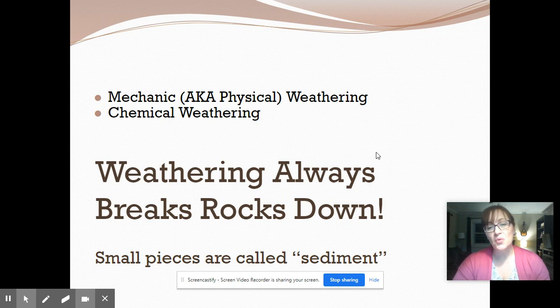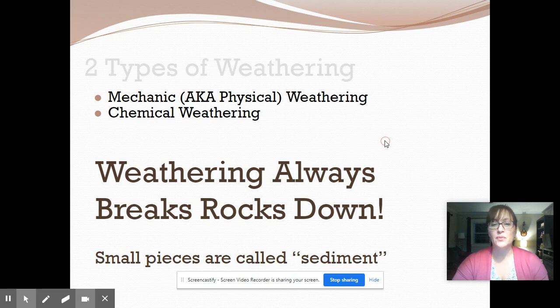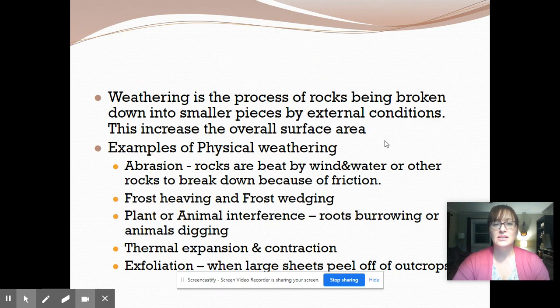So weathering always breaks down rocks. Weathering is what we call it when rocks break down. And there are two types. There's mechanical or physical weathering, and there is chemical weathering. And those small pieces of rock that get broken down when they're really small, they're called sediment.